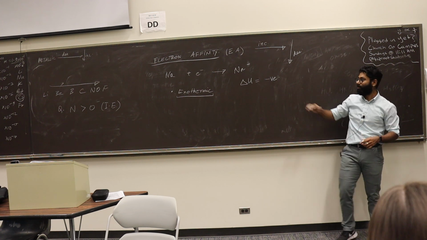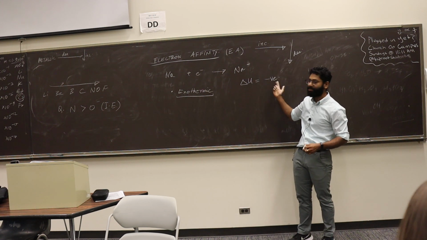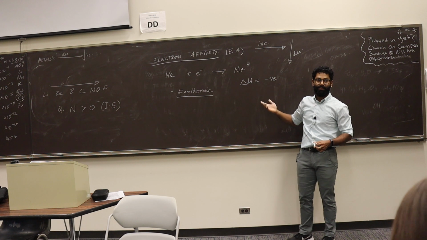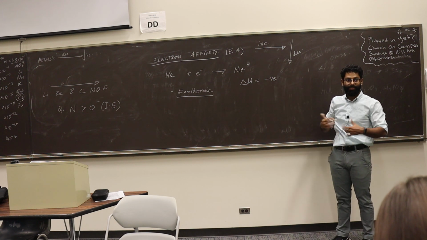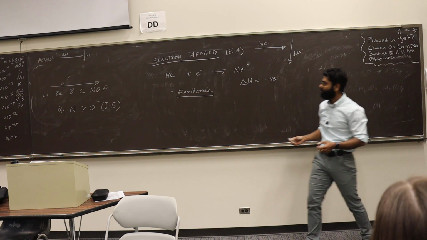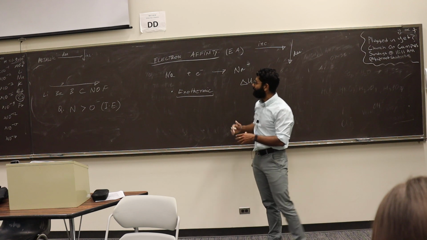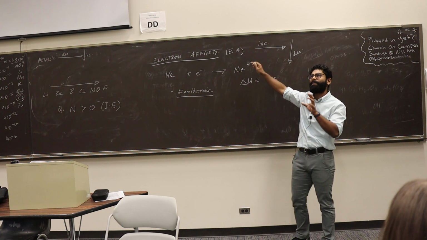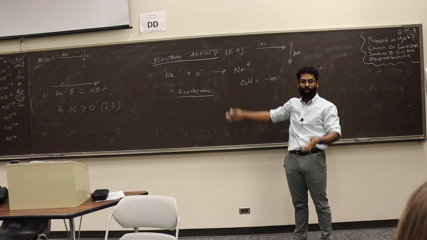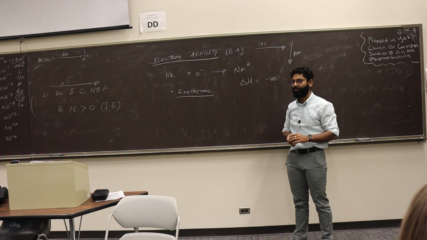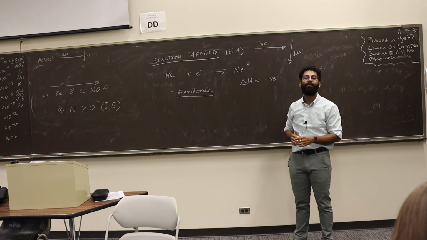So the process is opposite, the energy is released. So the trend remains the same, right? This also gives you an idea about the elements that will have the most electron affinities. Are they going to be metals or non-metals, or which side of the periodic table will they be on?